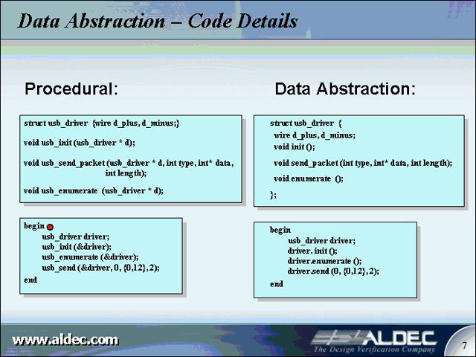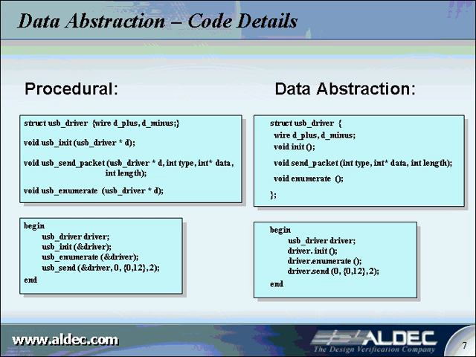So in usage, this is how you might actually use it: you create one of them, and then you call your functions passing in the address of the structure so that it knew what its state is. And then this one is actually just sending in some data. So let's go look at the data abstraction side.